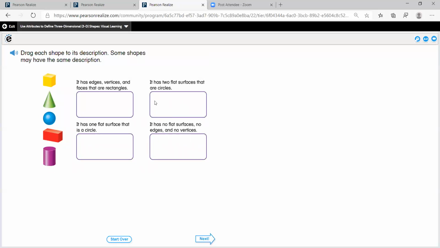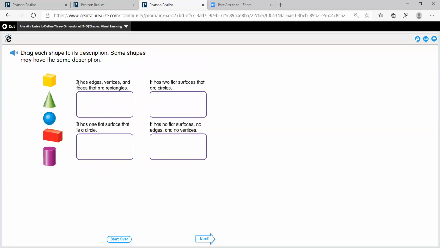So, first, we need to review our vocabulary words. Remember, an edge is the side along the shape. The edges are the sides of the shapes. The vertices, just like with our 2D shapes, are the points, so the corners where the edges meet. And the faces are the flat surfaces of the shape.